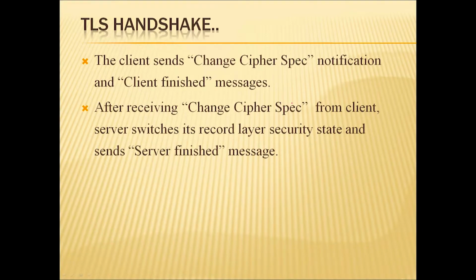The client sends the change cipher spec notification, okay, because already the algorithms have been selected, and the client finished message. After receiving the change cipher spec, the server switches its record layer security state. That means, it also confirms that yes, these algorithms are final, and then sends the server finished message.